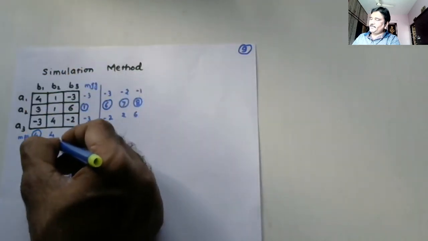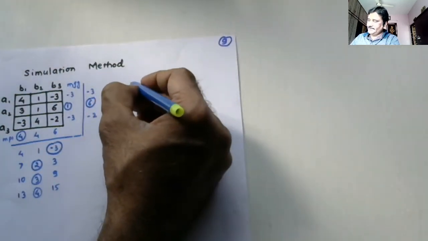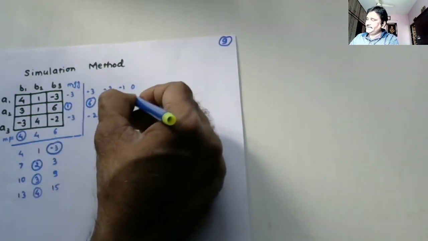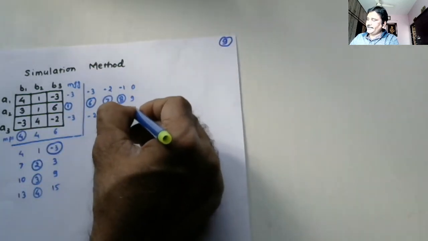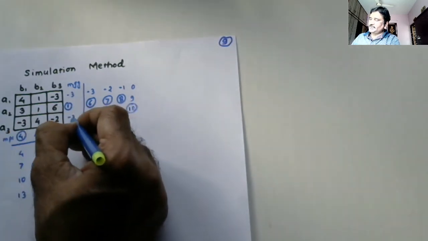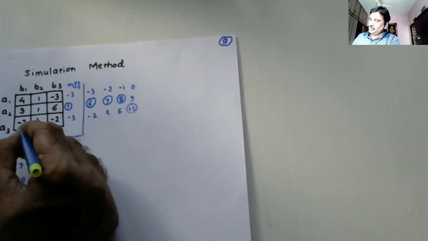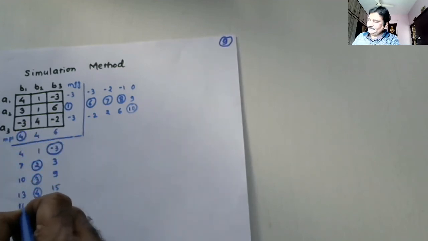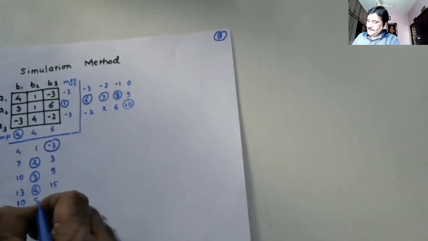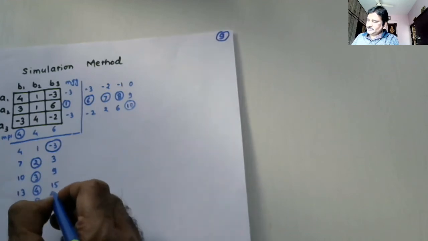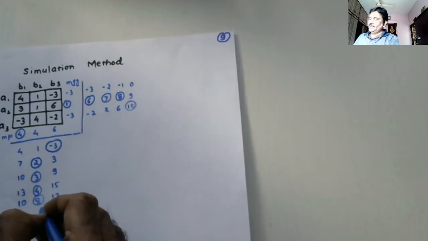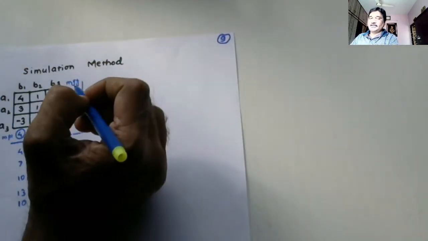So player B will be playing B2, and these values will get added here. So 1 minus 1 is 0, 8 plus 1 is 9, and 6 plus 4 is 10. Now this is maximum, right? So these values will get added to this. So 13 minus 3 is 10, 4 plus 4 is 8, and 15 minus 2 is 13. So it still is the minimum value. So player B will be playing B2.